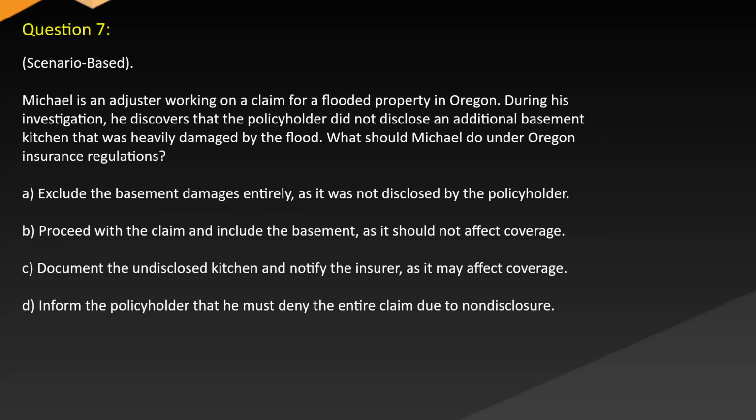Question 7. Scenario-based. Michael is an adjuster working on a claim for a flooded property in Oregon. During his investigation, he discovers that the policyholder did not disclose an additional basement kitchen that was heavily damaged by the flood. What should Michael do under Oregon insurance regulations? A. Exclude the basement damages entirely, as it was not disclosed by the policyholder. B. Proceed with the claim and include the basement, as it should not affect coverage. C. Document the undisclosed kitchen and notify the insurer, as it may affect coverage. D. Inform the policyholder that he must deny the entire claim due to non-disclosure.